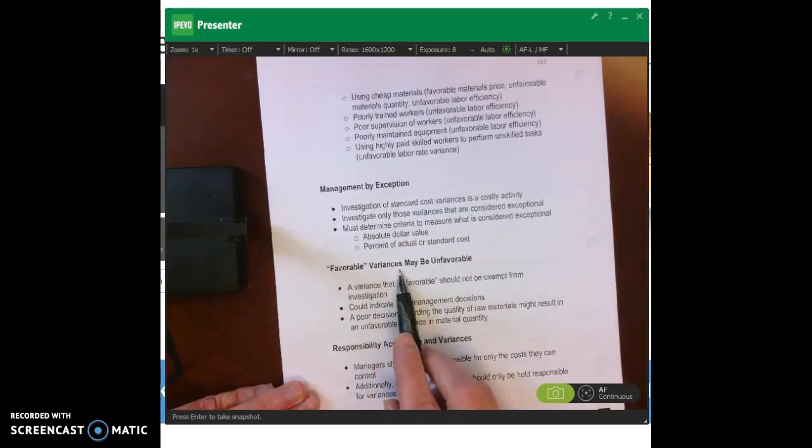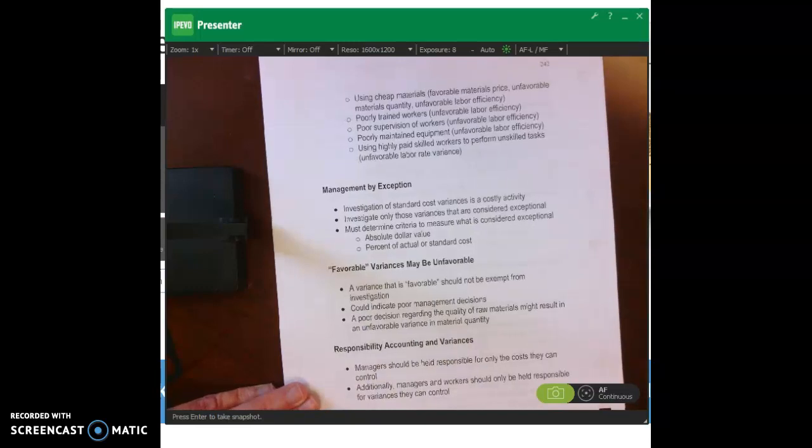Also, a favorable variance may actually be unfavorable. That's what I was talking about earlier. Maybe what we did is we bought cheap materials, which resulted in a favorable price variance. But because they were cheap, that resulted in an unfavorable materials quantity variance and an unfavorable labor efficiency variance.